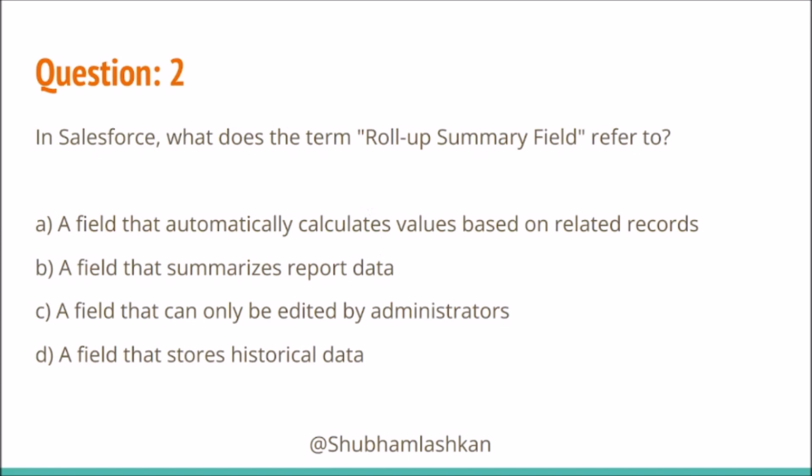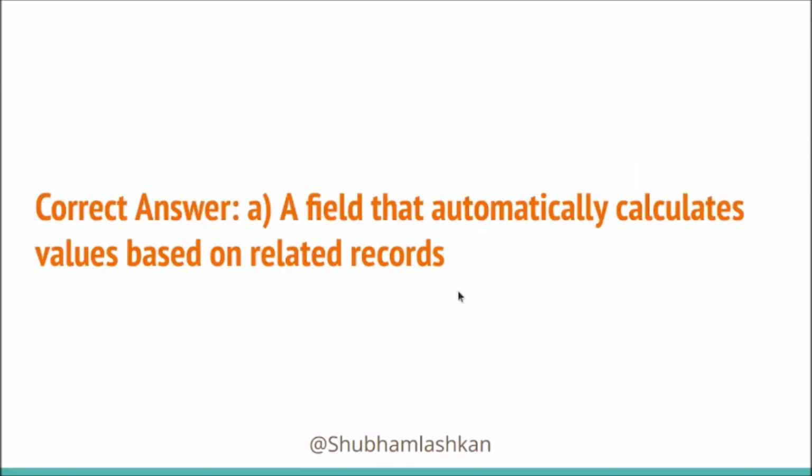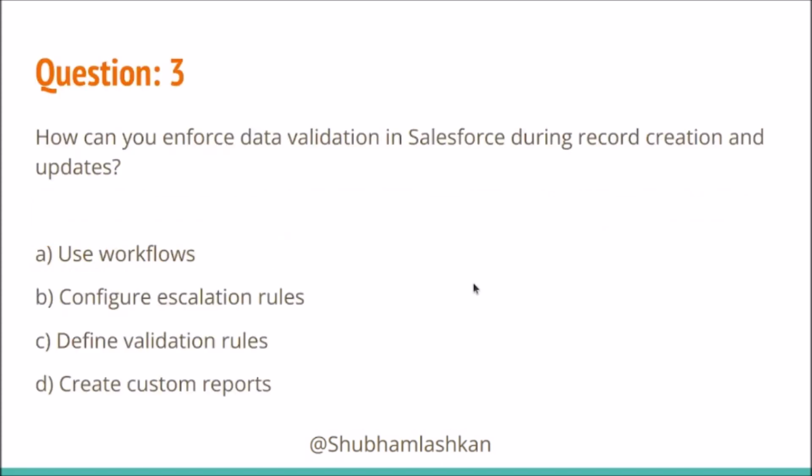Question is, what does the term roll-up summary field represent? And here are four options. Try to guess it. I hope you are able to guess the correct answer. Let's see the correct answer of this question. Correct answer is option A, a field that automatically calculates values based on related records. Let's move on to question number 3.